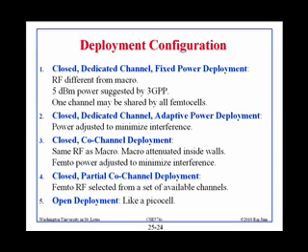Now let's see. So closed, dedicated channel, fixed power deployment, RF different from the macro because this is dedicated. 5 dBm power. So this is how much power is suggested now. How much is 5 dBm? So how much is 0 dBm? 1 milliwatt, right. Now, please don't forget all this. I will be very unhappy if you took the whole course and by the end of the course you don't know what dBm is. So, 0 dBm is 1 milliwatt.